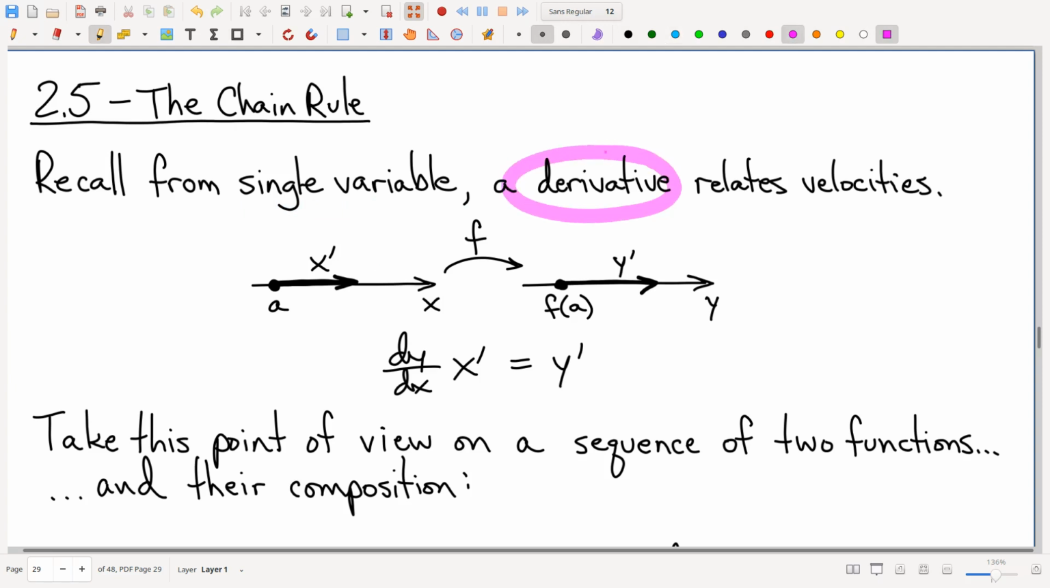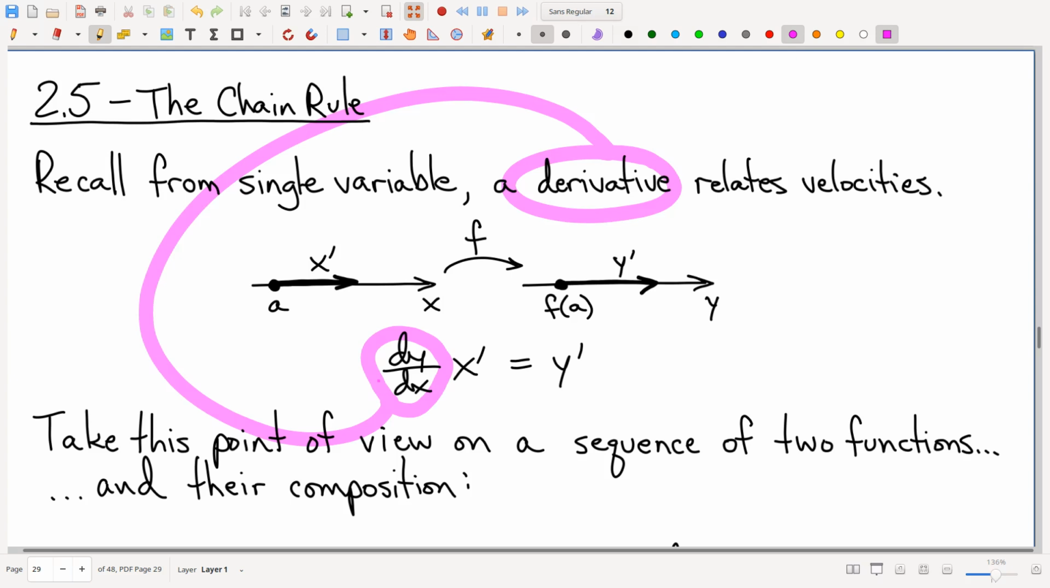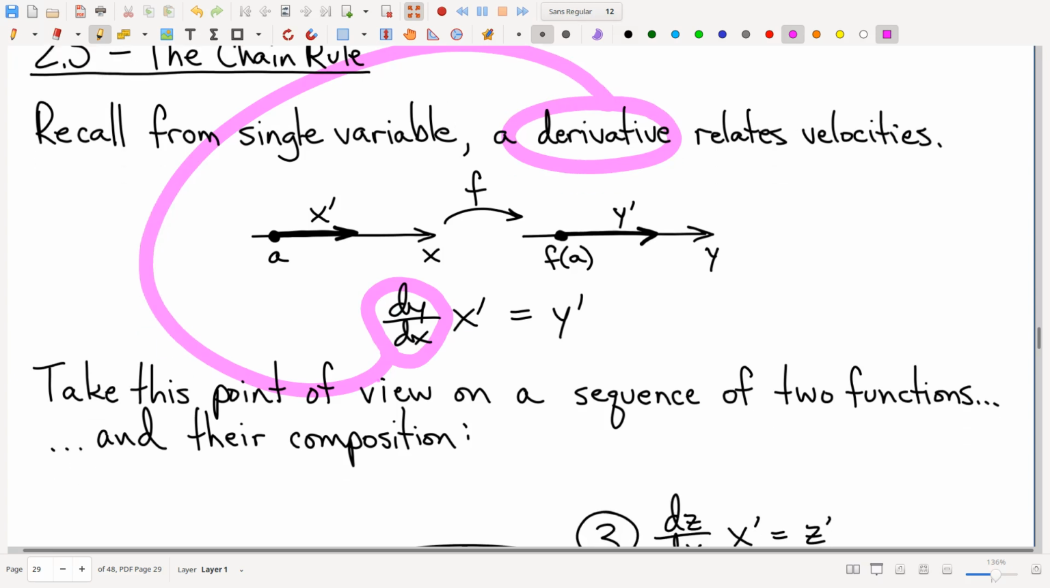Recall that a derivative, among many other interpretations you can take of a derivative, relates velocities. So an input velocity and an output velocity. And you might say here, the way I have things set up, with f being a function that takes x as an input to y as an output, and if both of those are functions of time, then dy/dx is what you multiply by input velocity to get output velocity. Is that cool?